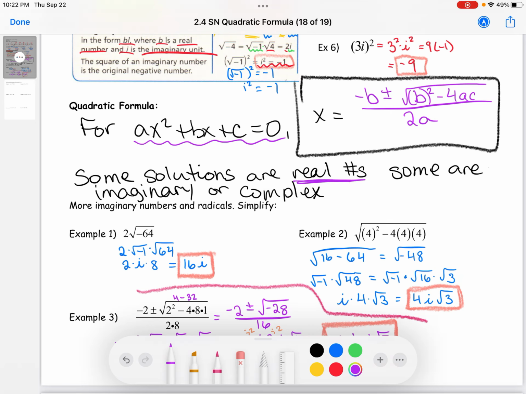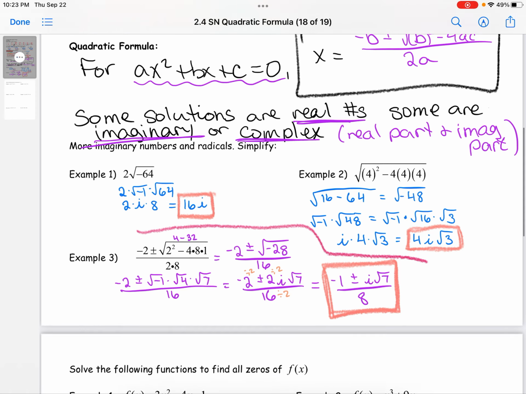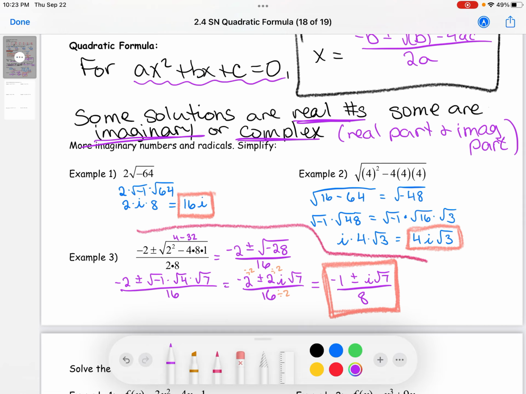Now, some of those solutions will be real numbers. Some of those solutions may be imaginary numbers, like what we've been working with. They may be complex. Complex numbers have a real part and an imaginary part. So it's kind of like a combo of real and imaginary. It would be a lot like example 3. Example 3 is complex. It has part real and part imaginary.